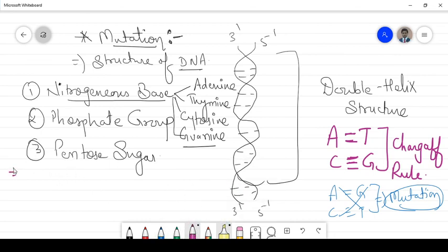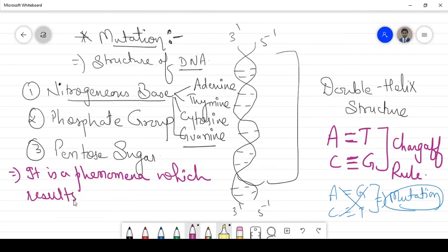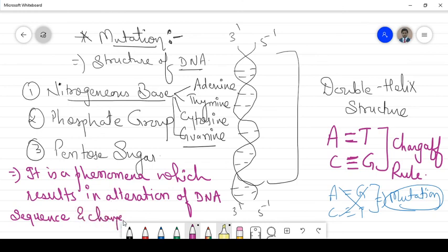It is a phenomenon which results in alteration of the DNA sequence and change in the genotype.